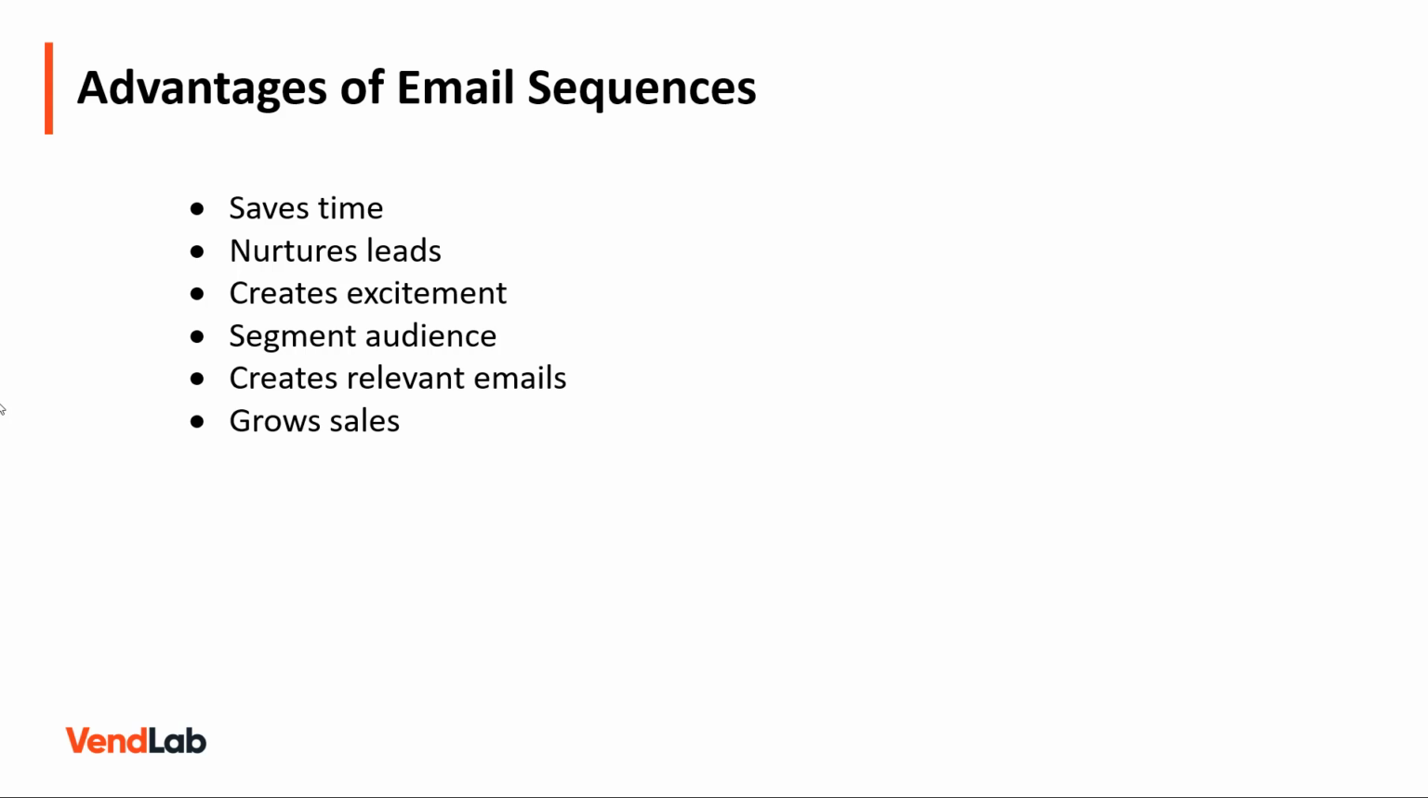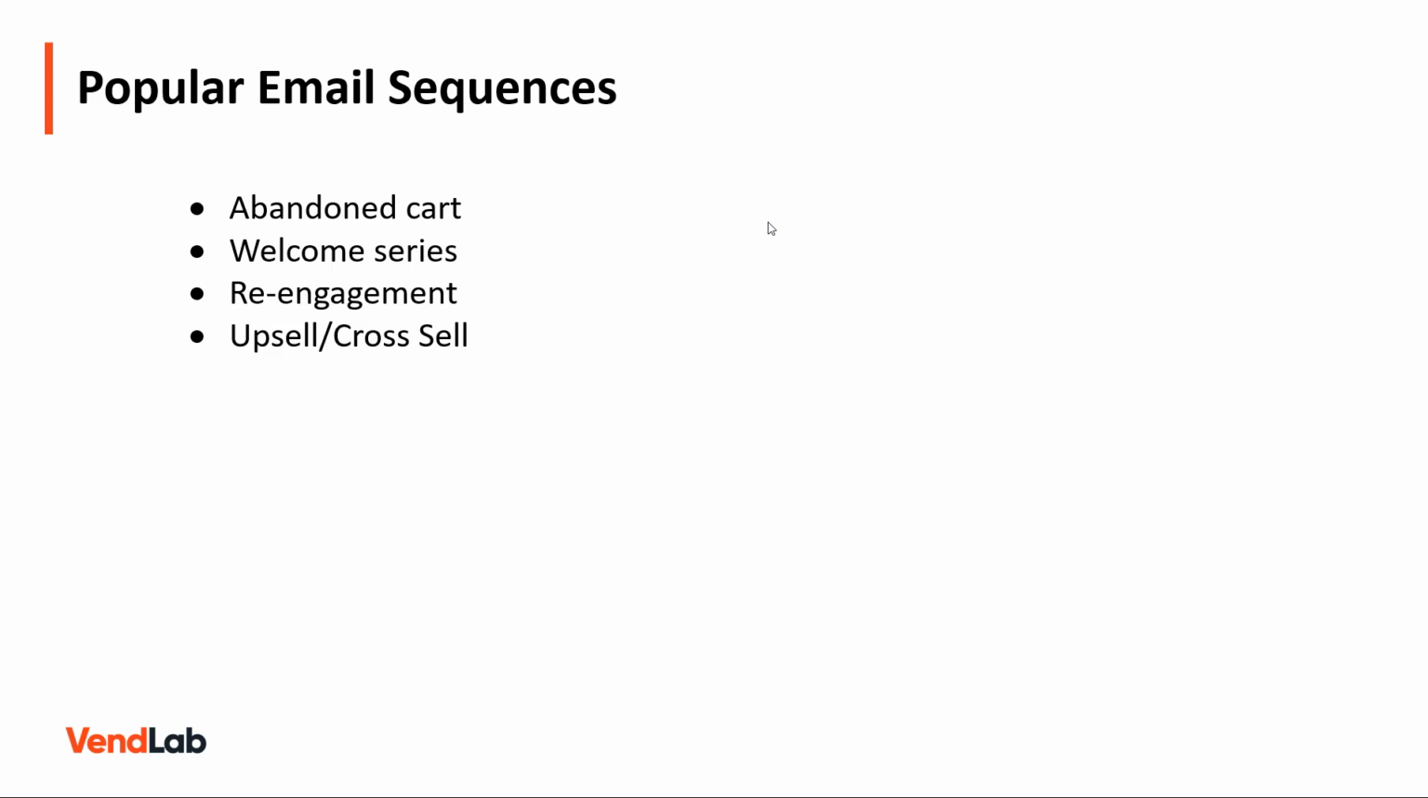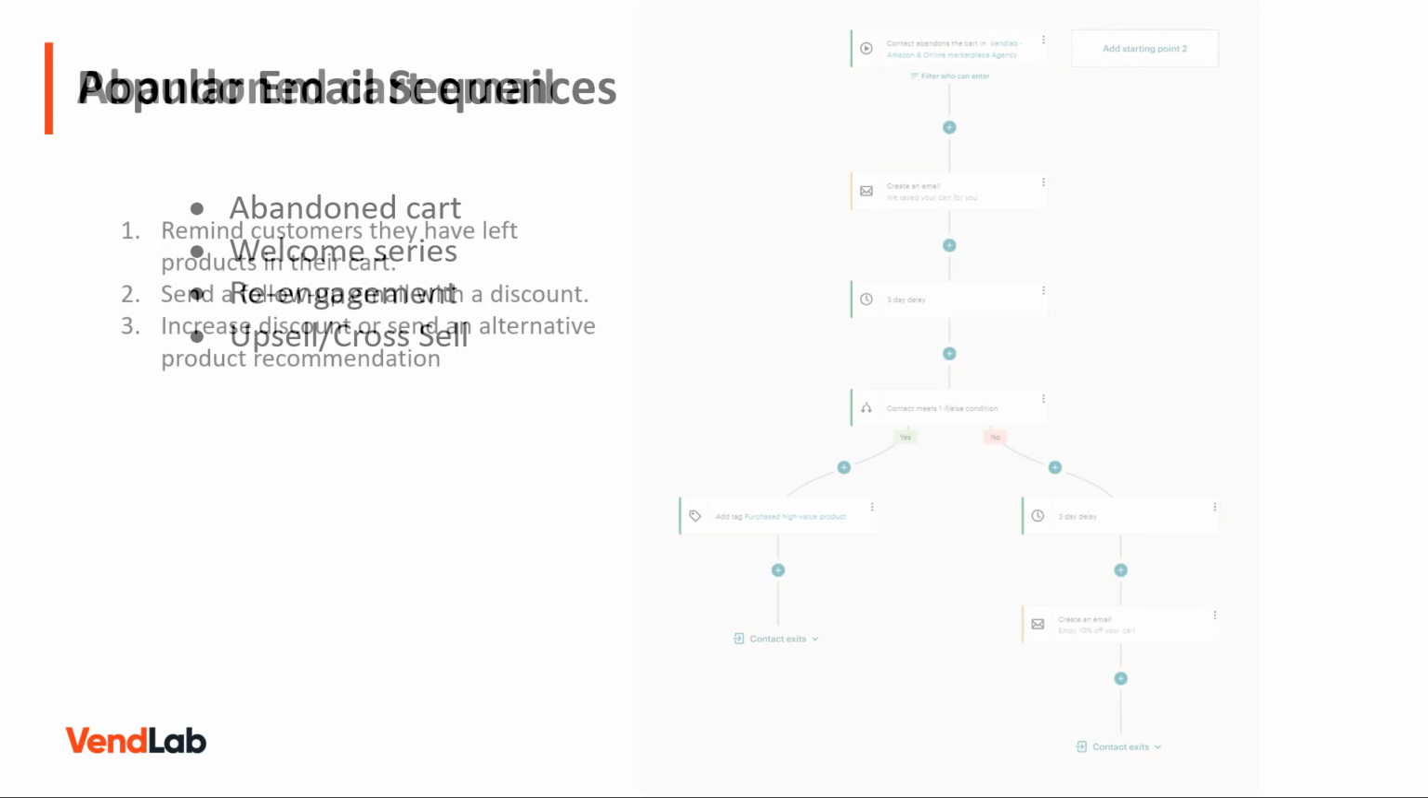There are several advantages to email sequences. They save time, they nurture leads, they create excitement about your product. You can segment the audience by using decision trees. It creates relevant emails based on the customer's journey. And it's great for growing sales in an automated way. There are a number of popular and successful email sequences that every e-commerce store should implement. These include abandoned cart emails, welcome series, re-engagement flows, and cross-sell upsell flows.